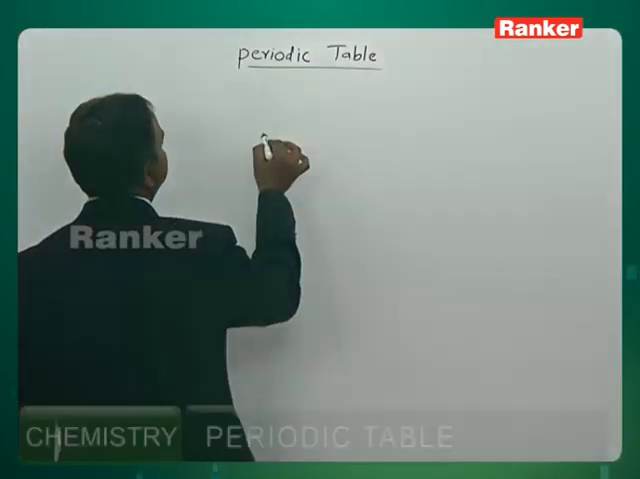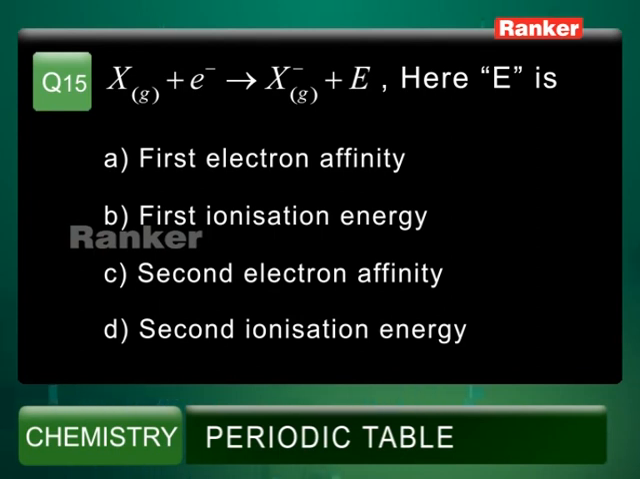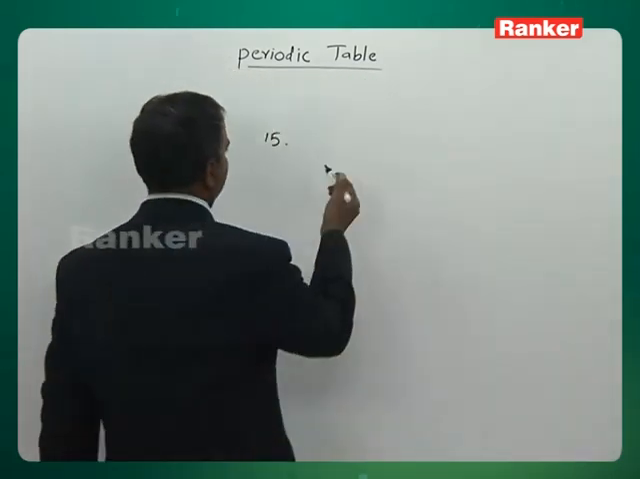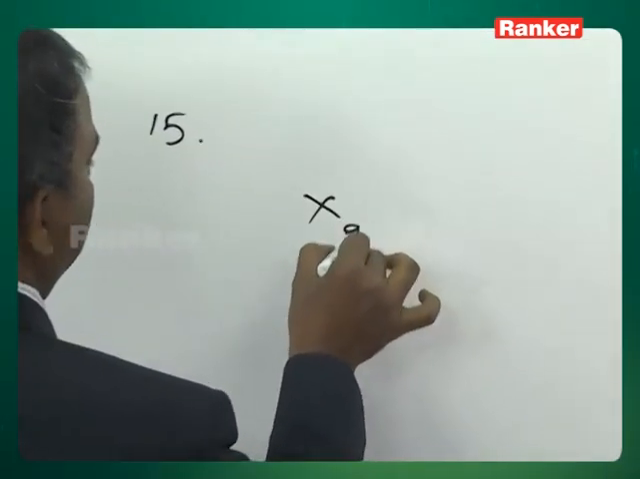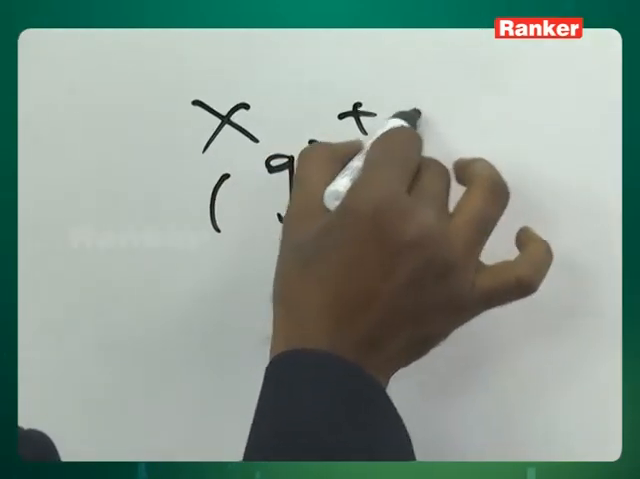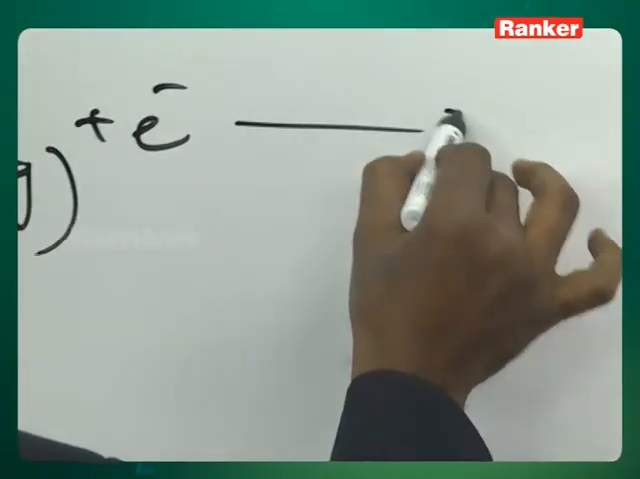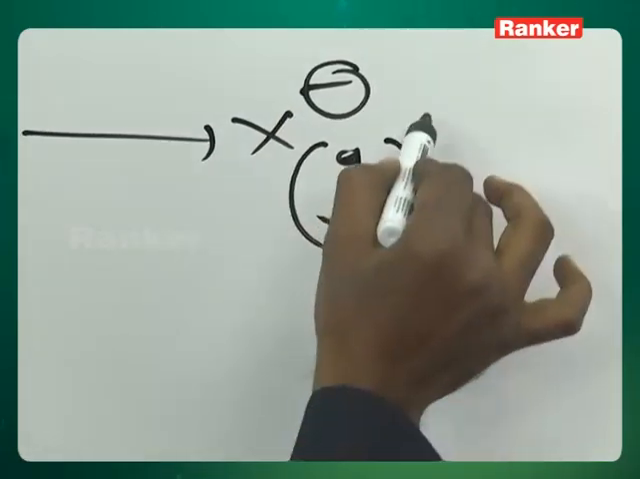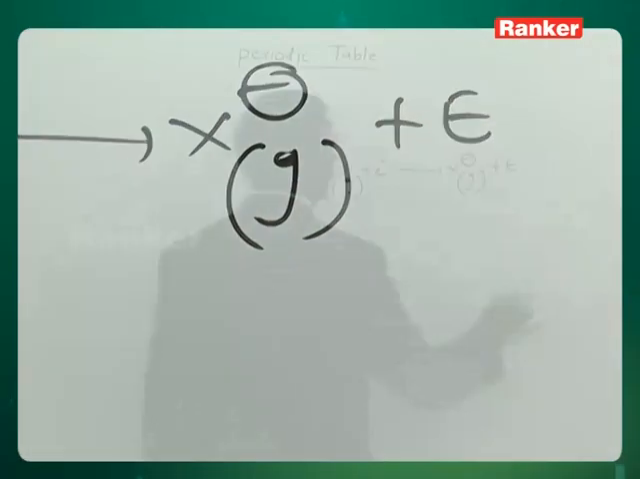Question number 15, X gaseous state plus electron giving rise to X minus gaseous state plus energy. Here E is what? Whenever an electron is added to an element in the gaseous state, you are adding an electron, then it is becoming X minus in the gaseous state plus energy.